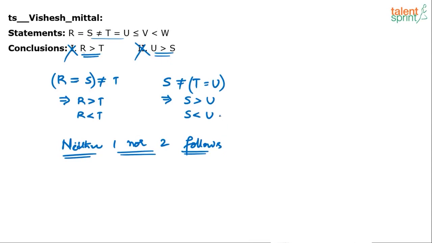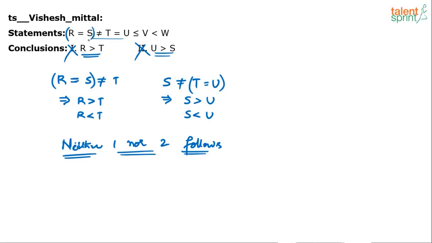However, if you observe closely, this R greater than T and U greater than S makes a complementary pair. Now what do I mean by that? These are the two conclusions that we have: R less than T, R greater than T. We know R is less than or greater than T, S is less than or greater than U. Try and observe, a very smart point here.